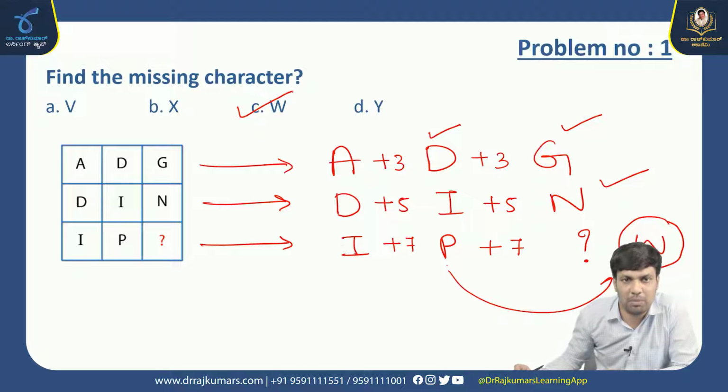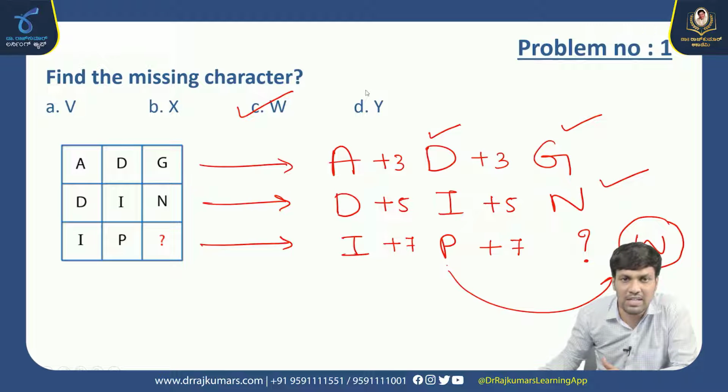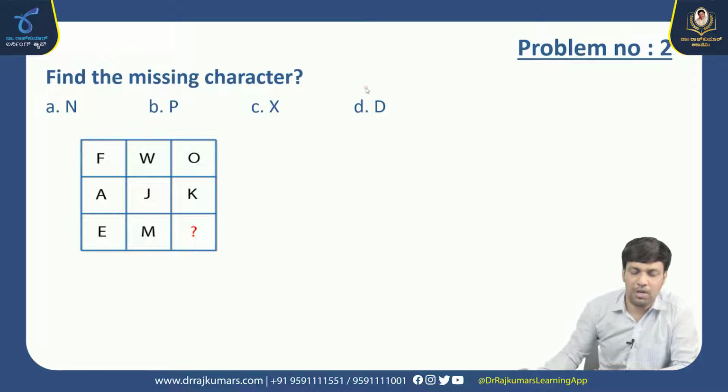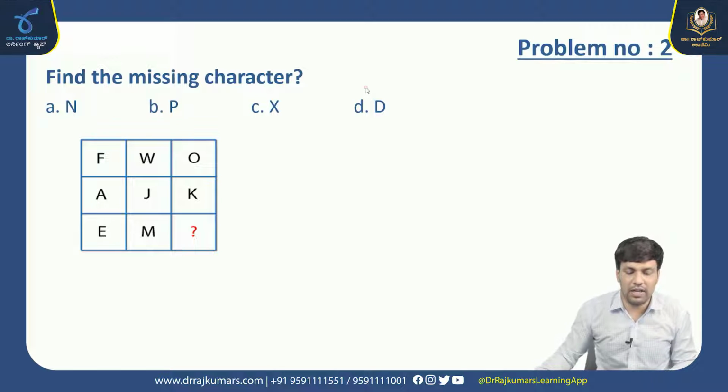The sequence performed here is, in the first row, they have added plus 3 letters. In the second row, they have added plus 5 letters. And in the third row, they have added plus 7 letters. Next problem. Find the missing character. Again, we have that square tabulation here with 3 rows and 3 columns. The options here are N, P, X and D.